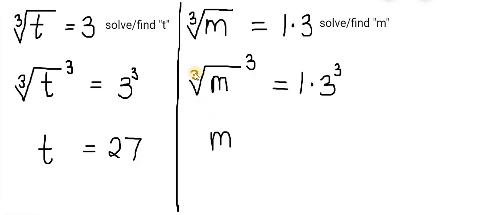Now, cube root and the power of 3 get rid of each other. So we just have m on the left, and on the right, 1.3 to the power of 3. You can do that in your calculator, and that will get you 2.197. Okay? And that's our final answer for m.